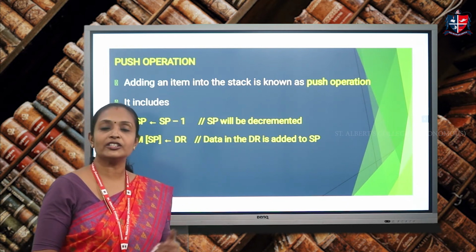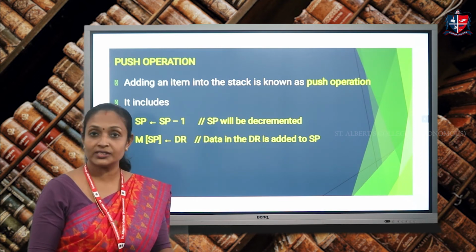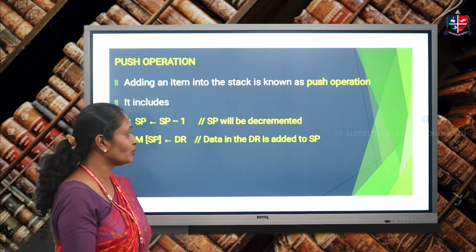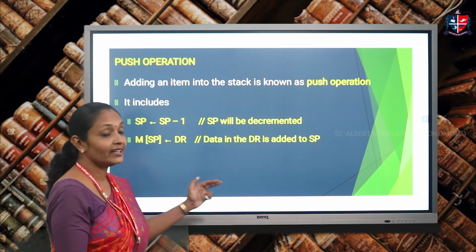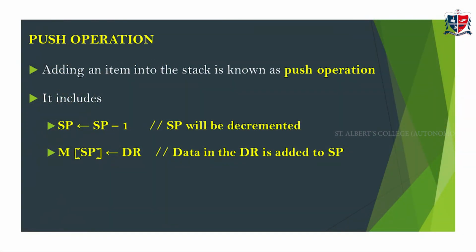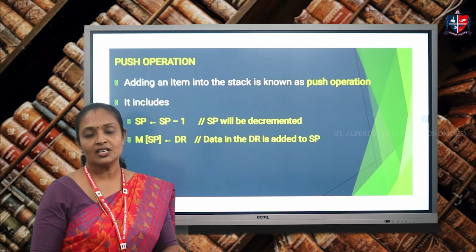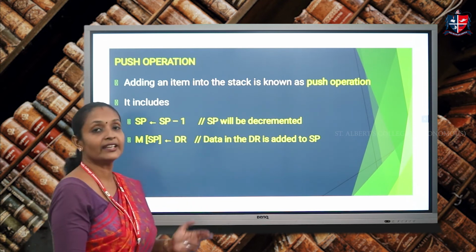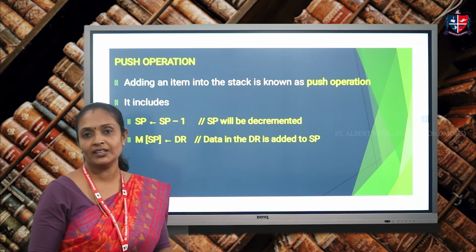For adding a new item into the stack, we have to check certain conditions. That is, we have to check whether the stack is full or not. And if the stack is not full, we have to perform a certain set of activities. The first thing we have to do is decrement the stack pointer, because the stack pointer actually points to the topmost element in the stack. So the address is arranged in the decreasing order, and the stack pointer has to be decremented. Then it reaches the top of the stack.